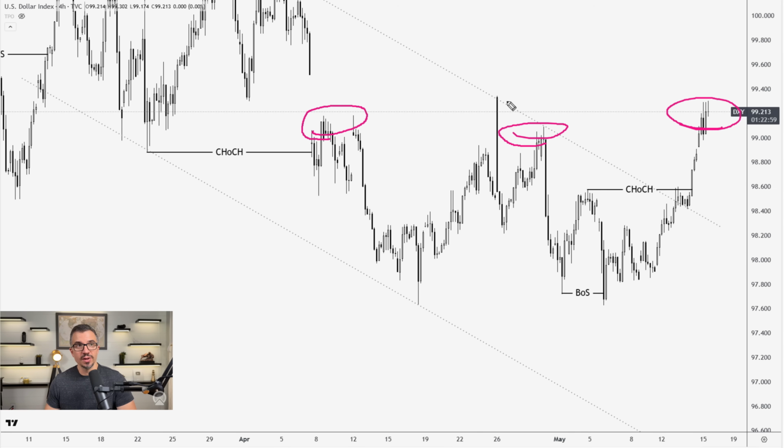Okay, so looking here at the DXY again, we are pushing into these highs. That could be resistance going into next week, right around 99.2. So this area is going to be one to watch where we could get the US dollar pulling back.